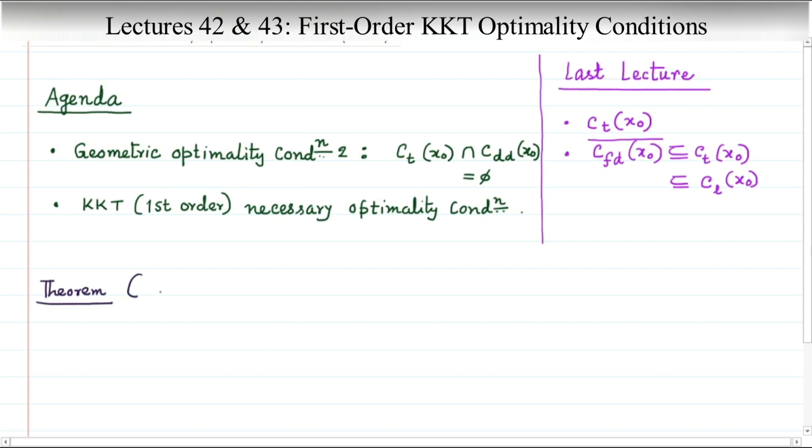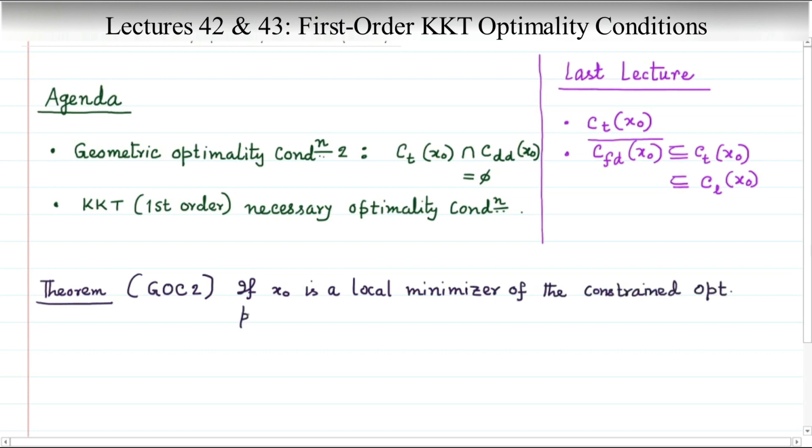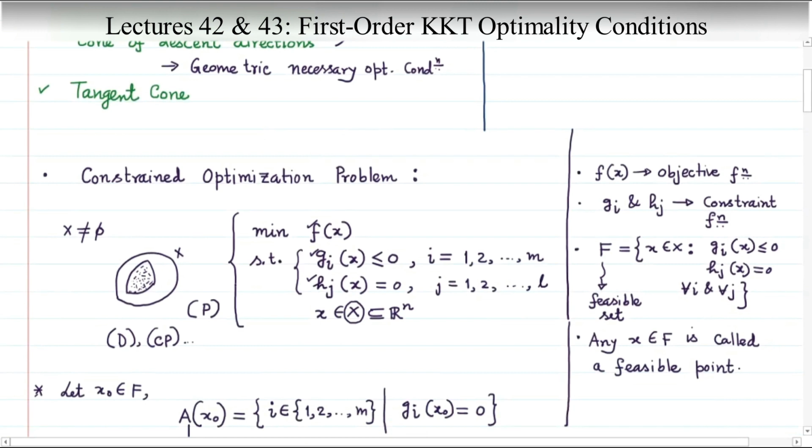It is geometric optimality condition 2. It says that if x0 is a local minimizer of the constraint problem that we have written here, the problem P. We will always refer by constraint optimization problem to this particular problem: minimization of the objective function f subject to g_i(x) less than or equal to 0, h_j(x) equal to 0, and here the set capital X is non-empty. Pre-assume that X is also open and non-empty.